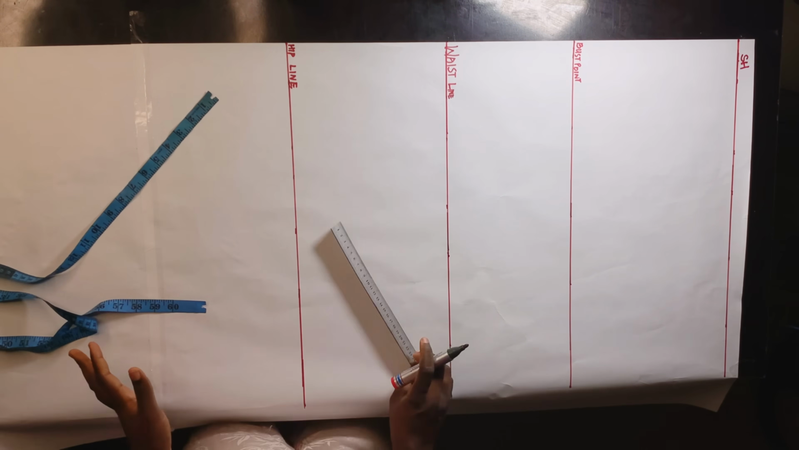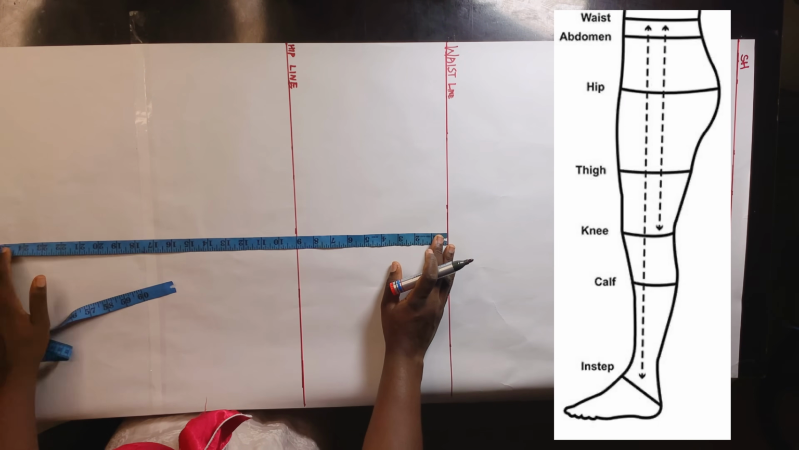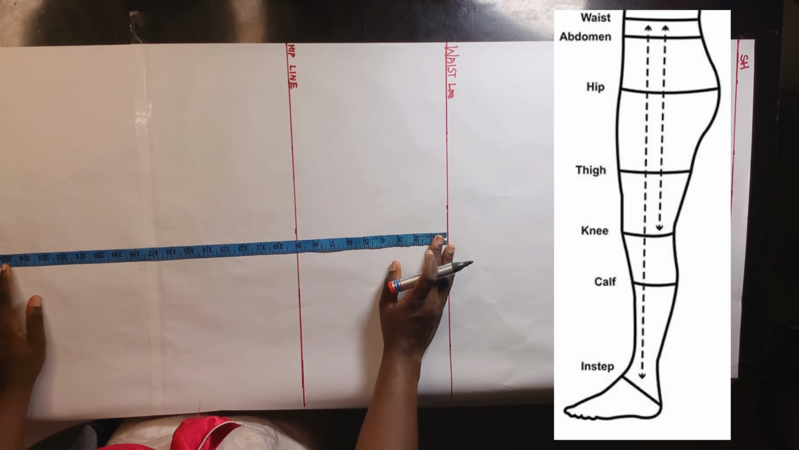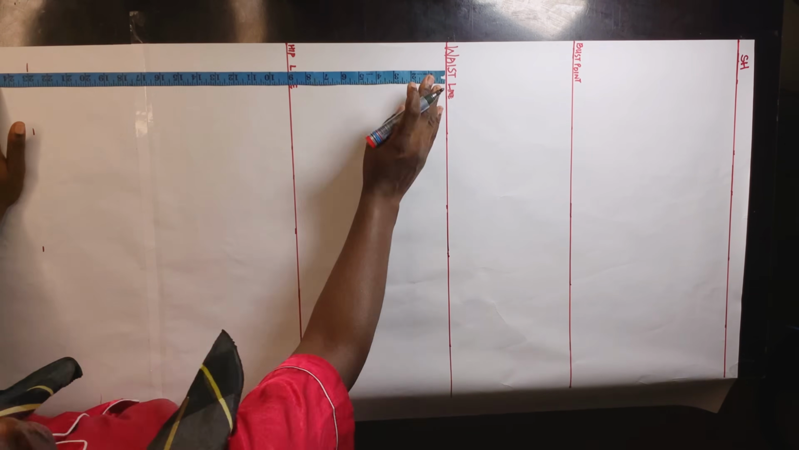The next measurement is your waist to knee measurement, and if you take a look at the screen, you will see how you can take that measurement. Mine is 23 inches. I am going to mark that 23 inches at several points, connect with my meter rule, and label that line knee line.